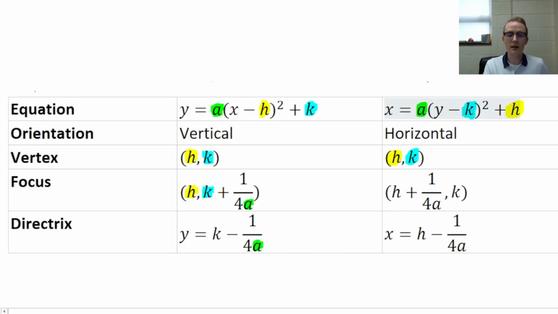Your focus, now if we look at a horizontal parabola like this, okay, here is your vertex at hk still. Here is your focus. Okay, you'll notice that the focus now has the same height as your vertex. Okay, it's not any higher or lower. It's the same height, which means it has the same y value. So the y value of your focus is not going to change.